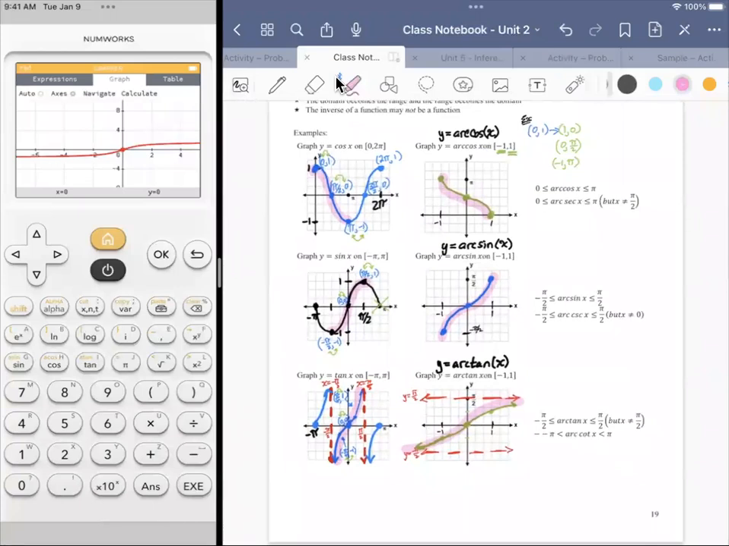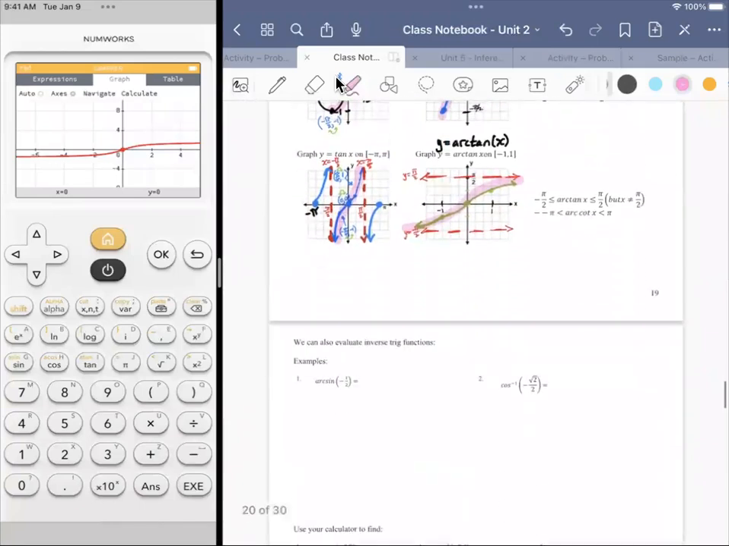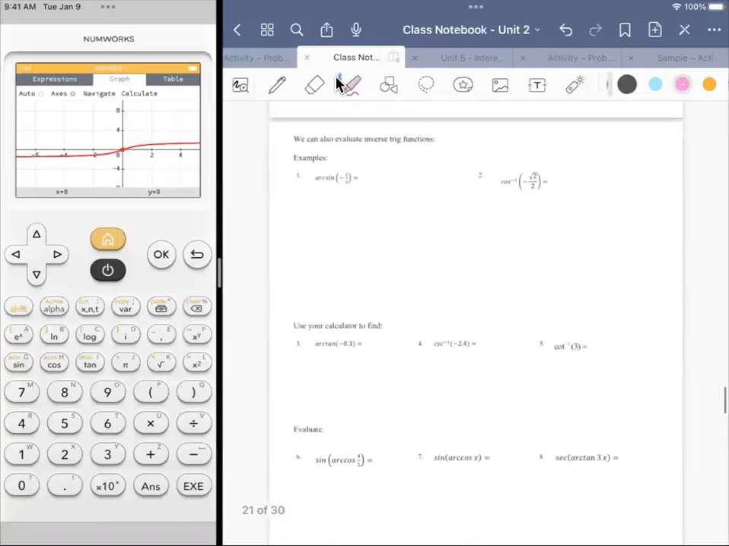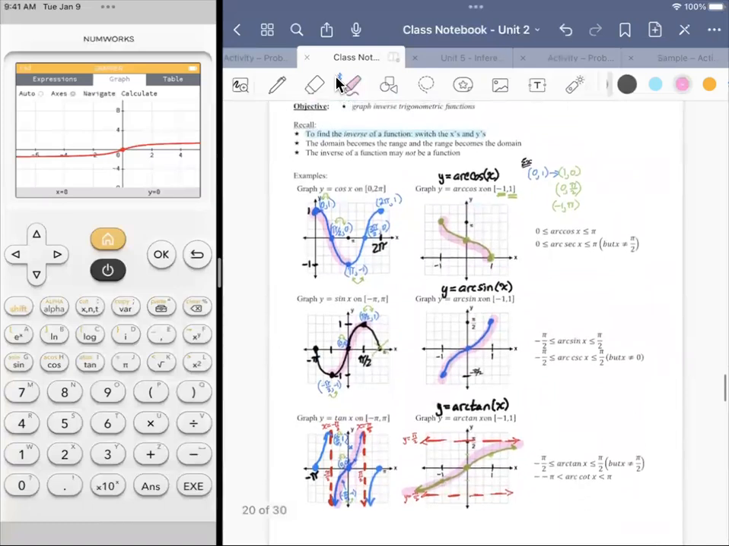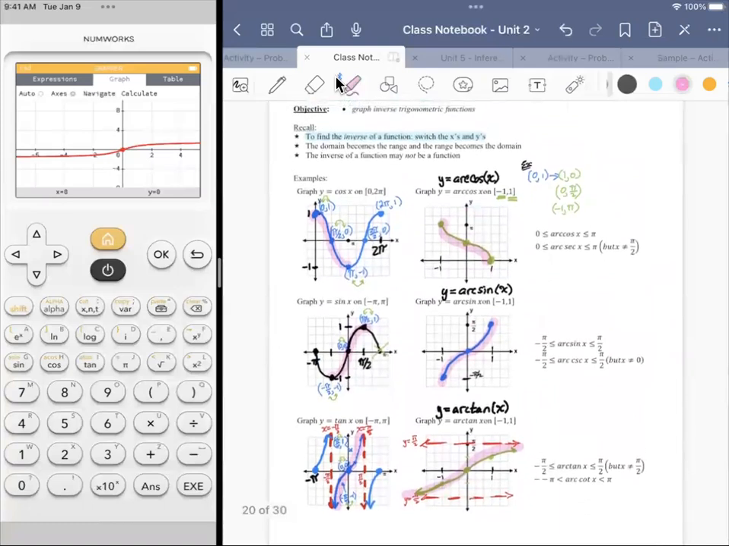And for this, it's not really that I need you to make the graphs. I just need you to understand the domains and ranges of these graphs so that we can solve trig equations. All right. Well, these are evaluating trig expressions, but we will be solving trig equations as we go forward. All right. So that's the connection.